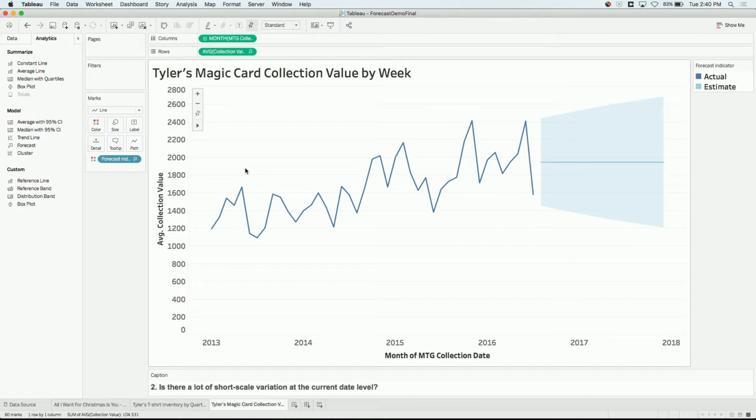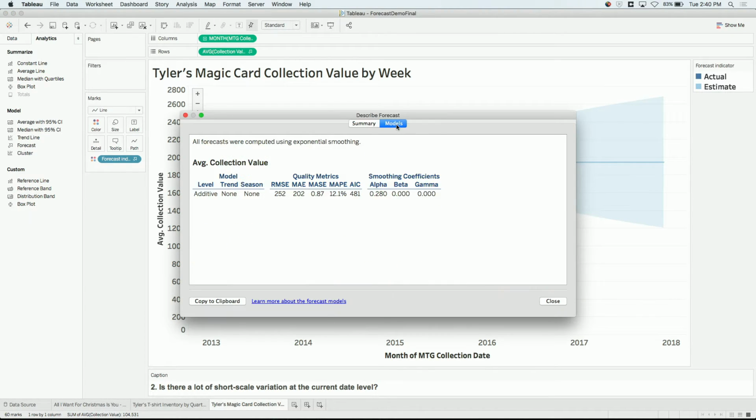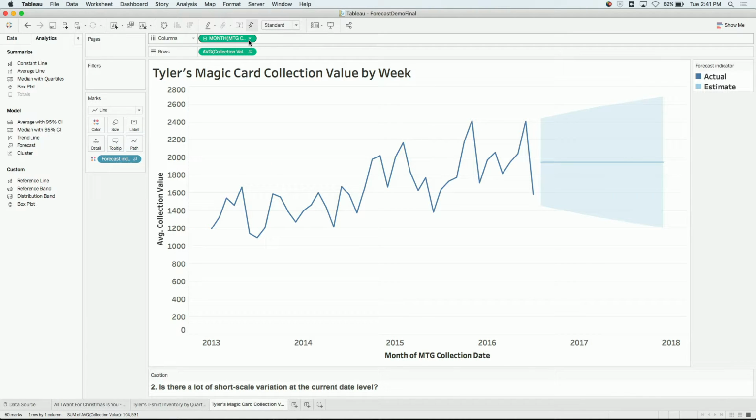It smoothed out some of the variation, but it appears that my collection value is constant. Is this a quality forecast? Let's take a look. And we can see the MASE is 0.87. That's better than what we had, but it still has 87% as much error as the naive forecast. Well, we're headed in the right direction, so let's try to go from month to quarter to see if that helps.